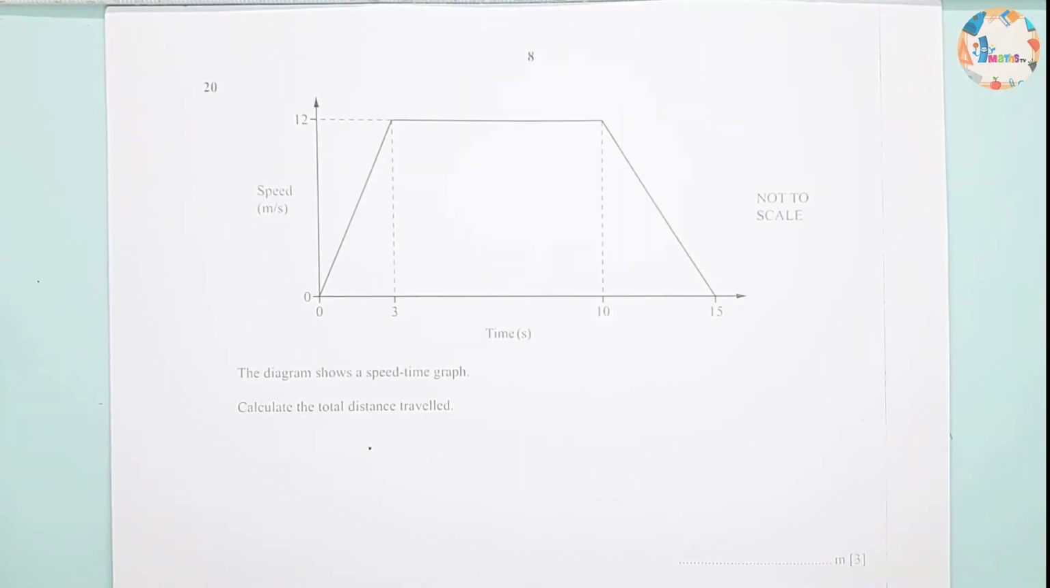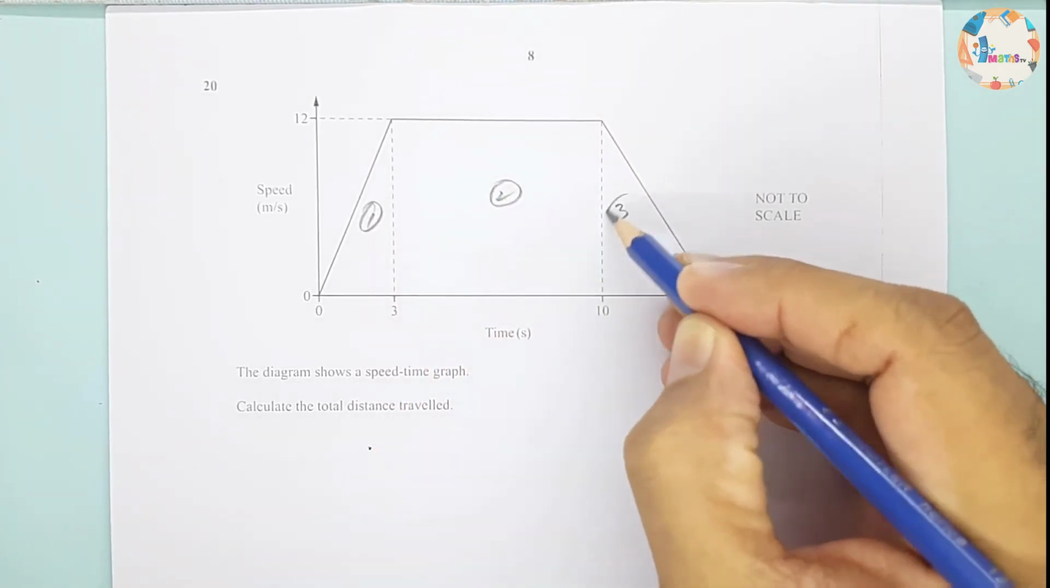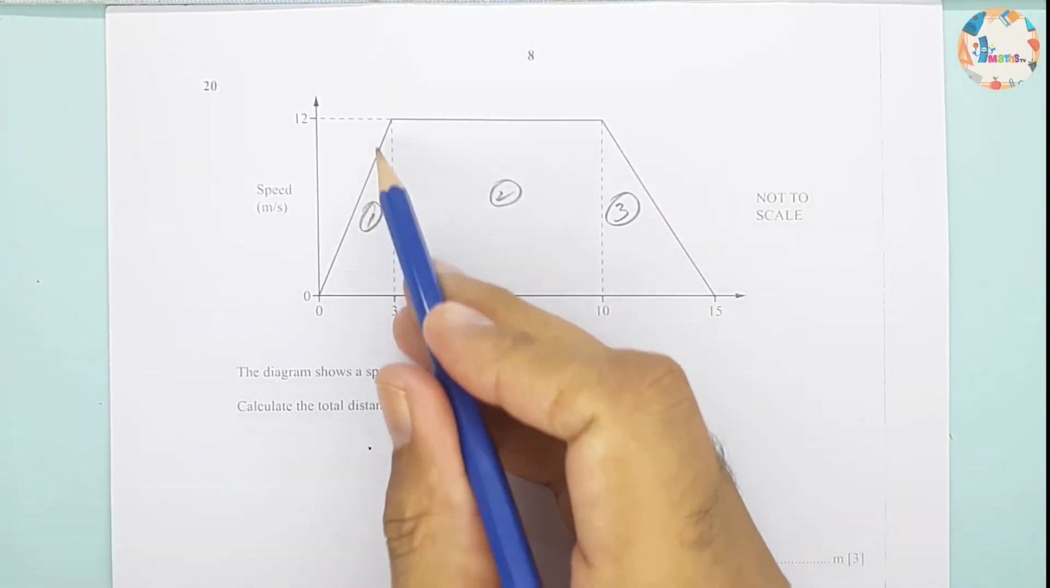Now question number 20. The diagram shows a speed time graph. Calculate the total distance traveled. Distance in a speed time graph is area under the graph. So we have this one, 1, 2 and 3 shapes. We will find the area of all 3 shapes.